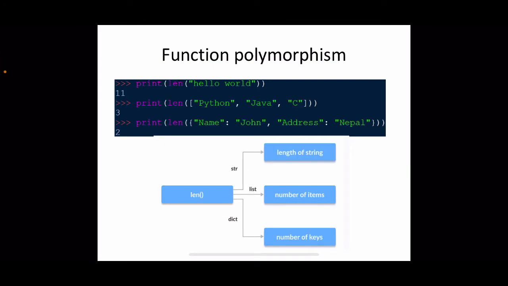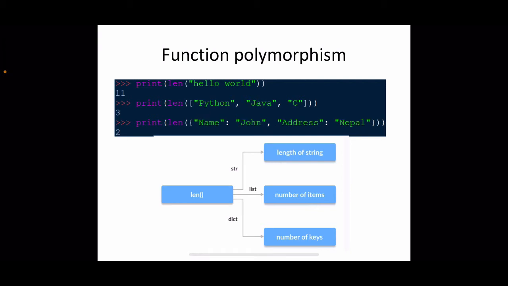We are also familiar with the length function, right? It finds the number of items in a sequence. If you apply the length method with a string as the operand, it will count and return the number of characters. Whereas if you apply the same length method with a list, it will count the number of items present in the list, not the characters. So depending on the type of argument or operand, this length method works differently. That's also an example of function polymorphism.